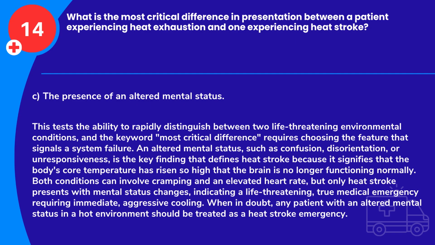Answer: C. The presence of an altered mental status. This tests the ability to rapidly distinguish between 2 life-threatening environmental conditions, and the keyword, most critical difference, requires choosing the feature that signals a system failure. An altered mental status, such as confusion, disorientation, or unresponsiveness, is the key finding that defines heat stroke because it signifies that the body's core temperature has risen so high that the brain is no longer functioning normally.